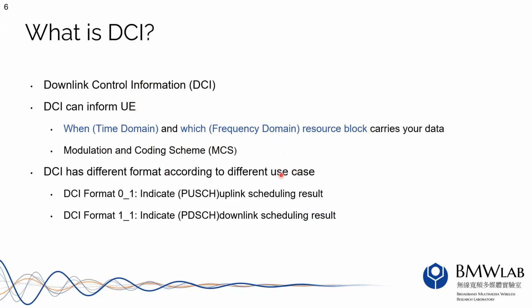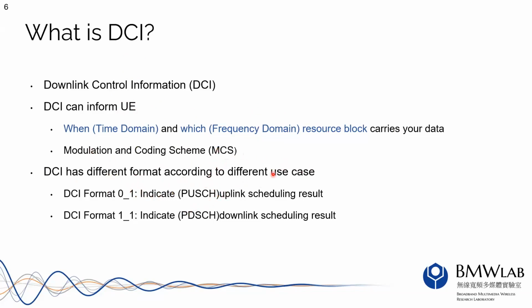And DCI should be transmitted first before transmitting the user plane data, such that the UE can know how to receive the data correctly. So before the gNB transmits the data to the user, the downlink control information will be sent first, or the UE doesn't know how to allocate the resource, where it can allocate resources.